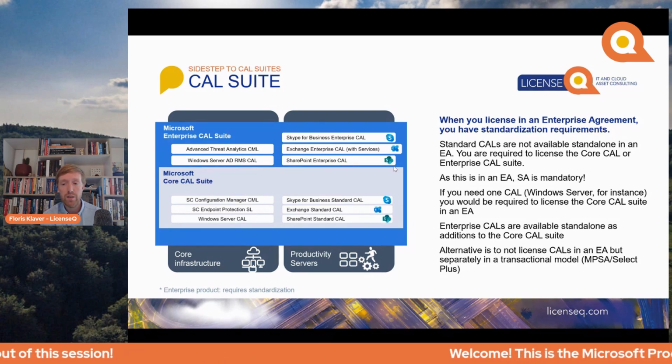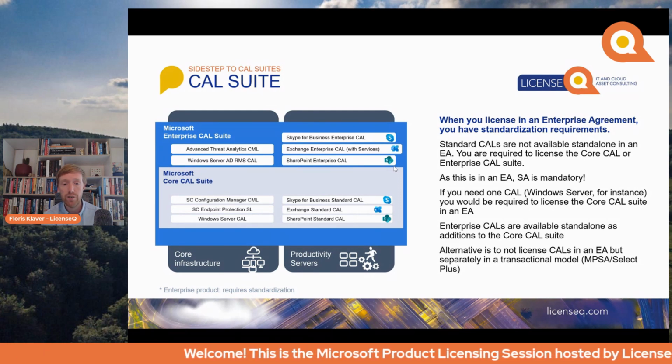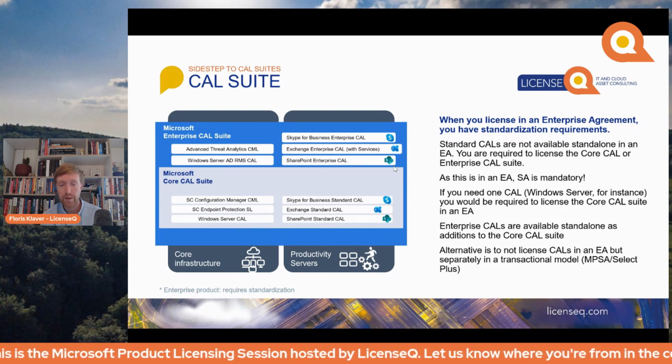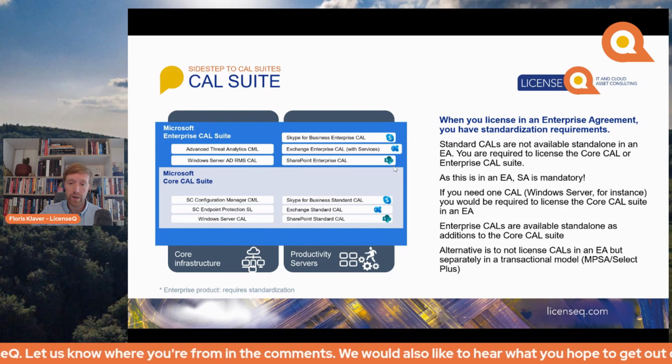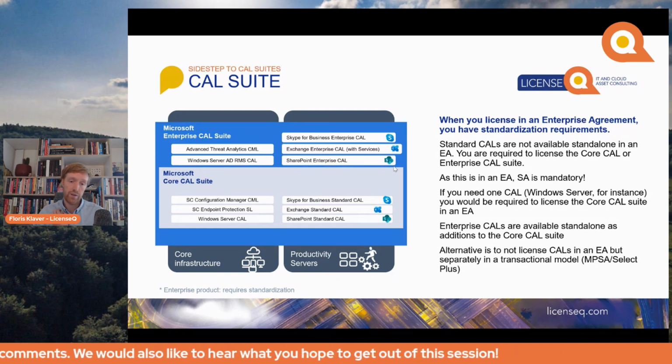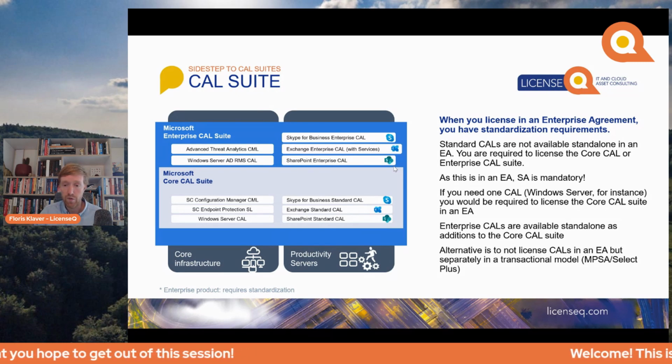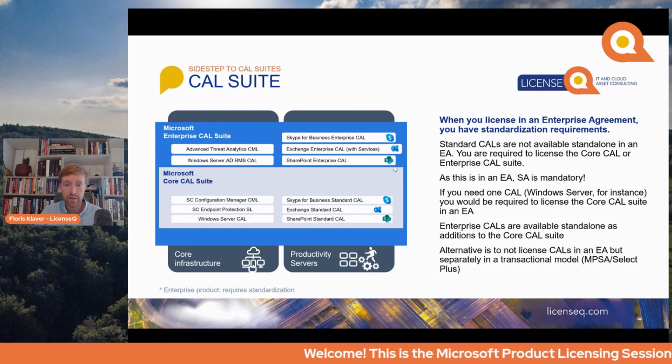So when you license in an enterprise agreement, and you want to standardize on your client access licenses, you should buy either the core CAL suite or the enterprise CAL suite. When you do this in the enterprise agreement, software assurance is mandatory. And if you only need one CAL, for instance a Windows Server CAL, you cannot buy this separately in an enterprise agreement. But you should then move to an MPSA or Select Plus agreement to just buy this client access license. Enterprise client access licenses are available standalone.